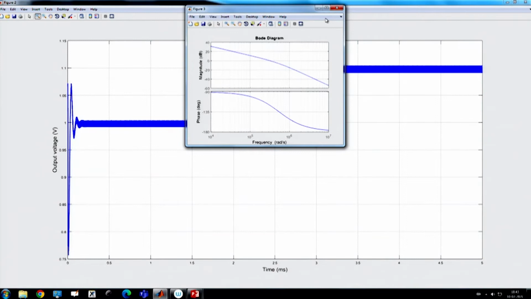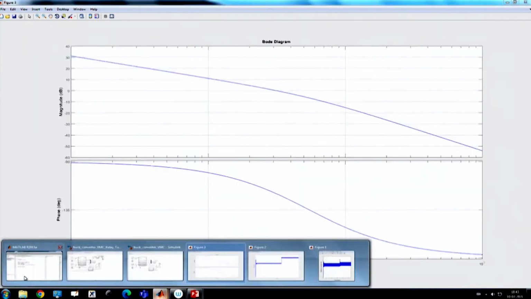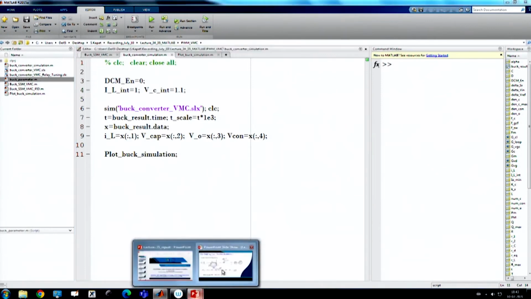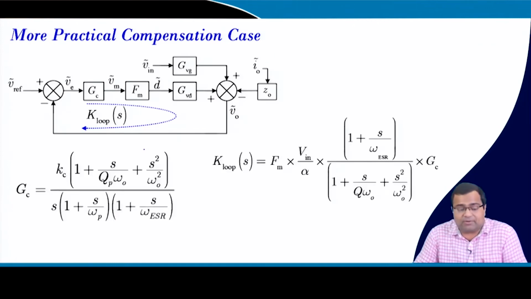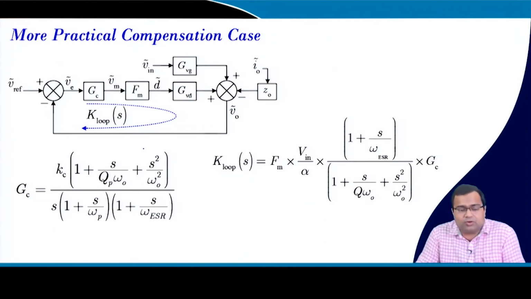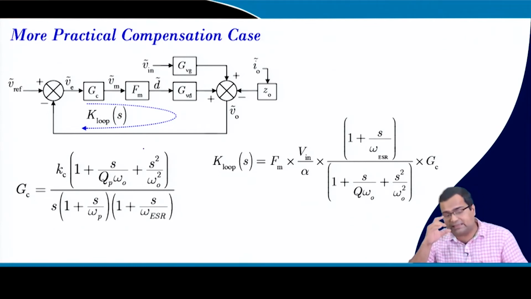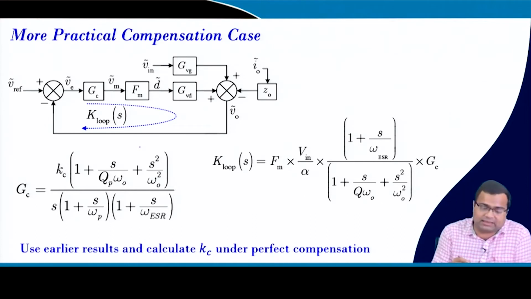Okay. And if you see the Bode plot, we can check the Bode plot response. This is the response that we obtain. We can do a more practical compensation case. Here we have exactly cancelled the poles, but suppose we do not know the exact value of resistance. So, what will happen if you take the QP, because QP is what?